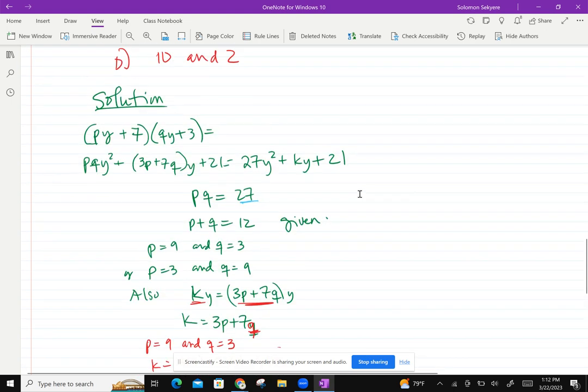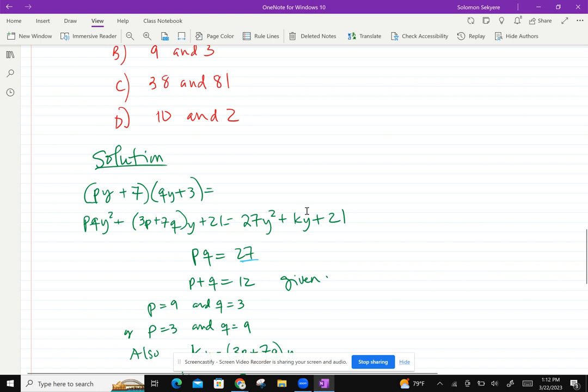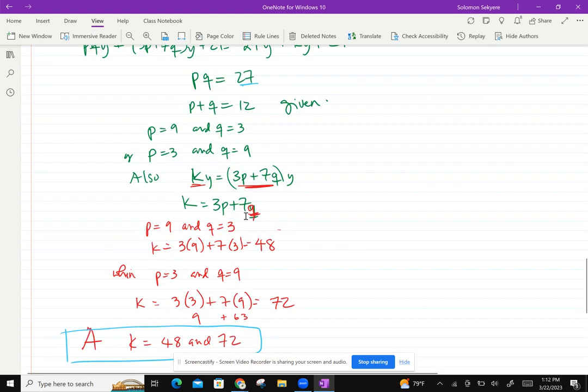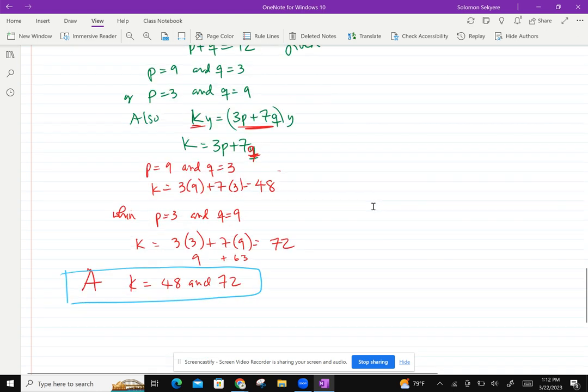When you FOIL these and factor the term in y, you see that the k right here is 3p plus 7q. So you substitute the two possible values of p and q in there, and this is what you arrive at.